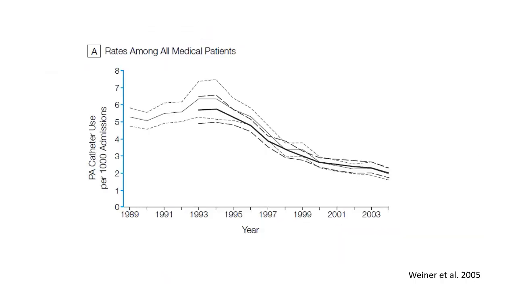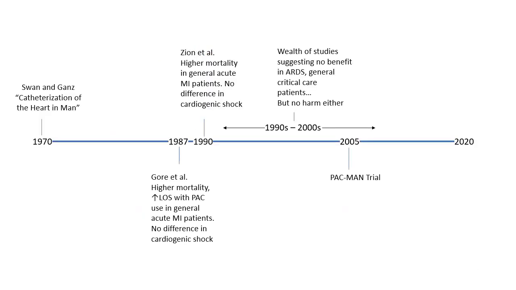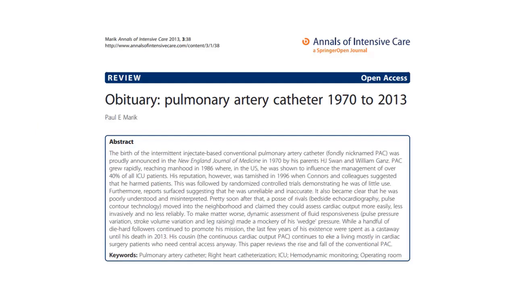As a result of all these studies, from a peak in the early 90s, we saw a gradual decline, or maybe a more precipitous decline, in the use of the PA catheter. So much so that in 2013 and in some of the other early 2000s, people were publishing things like the obituary for the PA catheter. Merrick published this in 2013, and he essentially talked about how other monitoring techniques are more useful, sparing certain conditions like right heart failure or pulmonary hypertension.